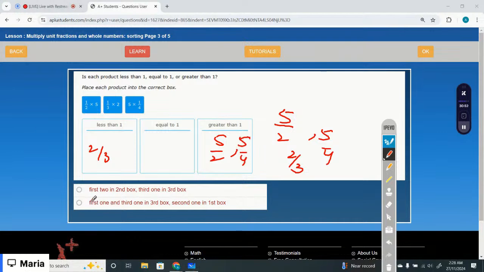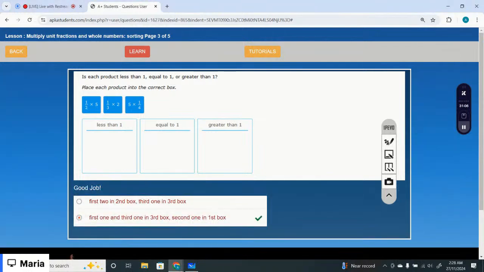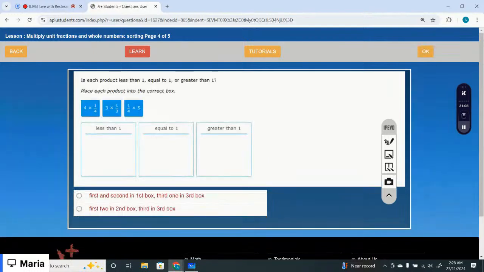So first one and third one in the third box, and second one in the first box. Option number 2 is the, because these two are greater than 1. Option number 3 is the correct option. Is each product less than 1, equal to 1 or greater than 1?